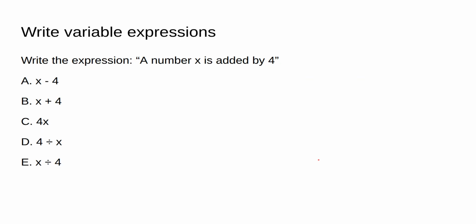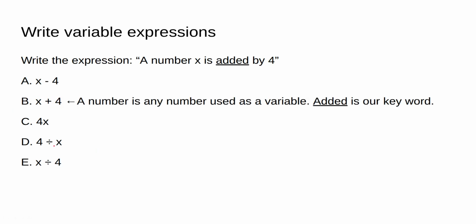Like the expression, a number x is added by 4. Sometimes they'll give you the variable. So a number x is added by 4. So we use the variable x. Added by, meaning you're using a plus sign. So x goes before, plus 4. X plus 4. Not x minus 4, not 4x, not 4 divided by x, or x divided by 4. These are not the same thing, too. 4 divided by x is not equal to x divided by 4. This one is correct. We have B. Added is our keyword. Keywords help us write variable expressions.